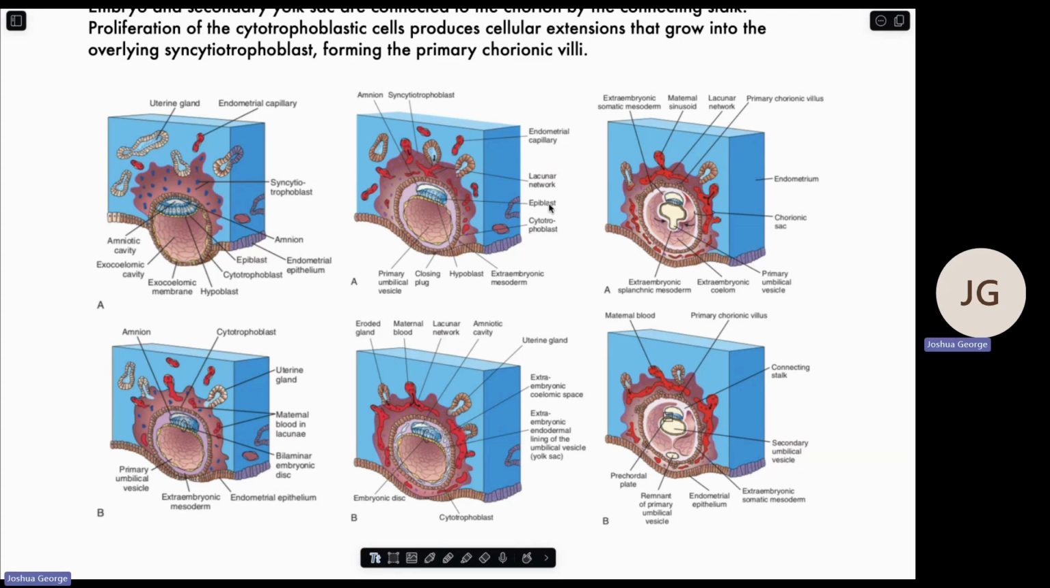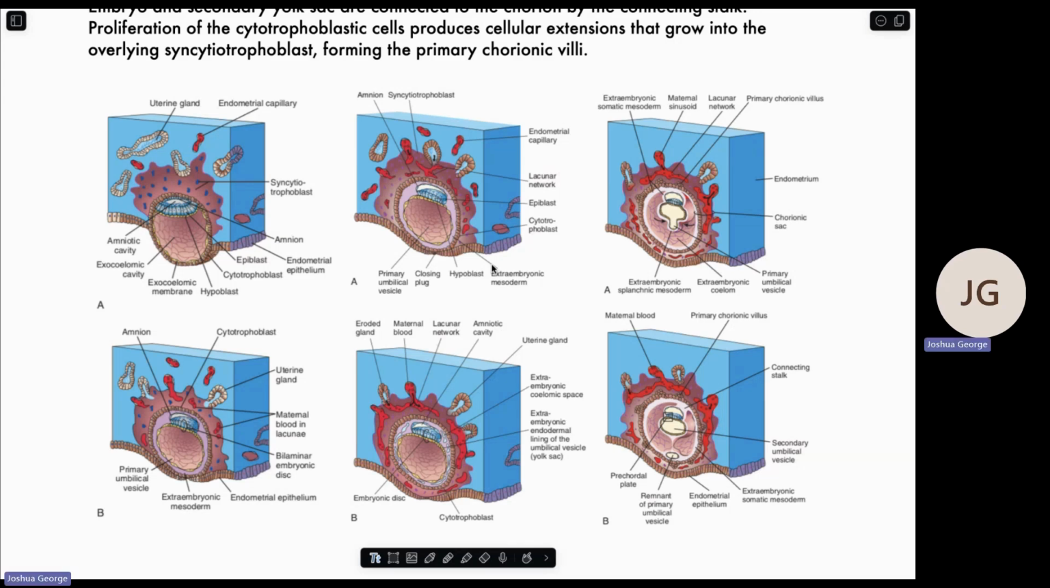On the final days, from days 12 to 14, what essentially happens is the lacunae, which is basically from the syncytiotrophoblast, tend to form a complex network with endometrial capillaries and essentially work towards the primitive circulation present in the placenta. Okay.